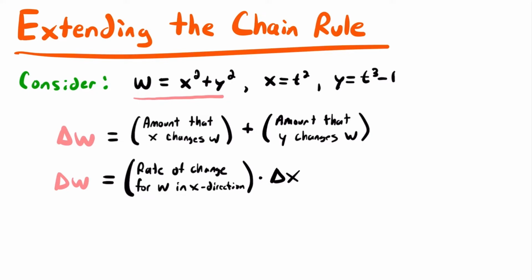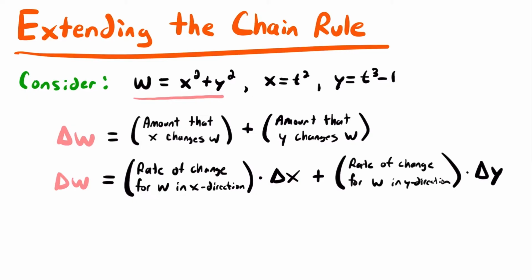All right, and so you could do the same thing for y. The amount that y changes w could be found by taking the rate of change for w in the y direction multiplied by the actual change in y, right? When t changes, there will be some amount of change in y, that would be delta y, and to figure out how much that will change w, you want to take the rate by which w changes with respect to y and multiply that by the amount of change in y. If w changes by some amount every time y changes, you just multiply that rate by the actual change in the y, and that will give you how much w changes with respect to that variable.